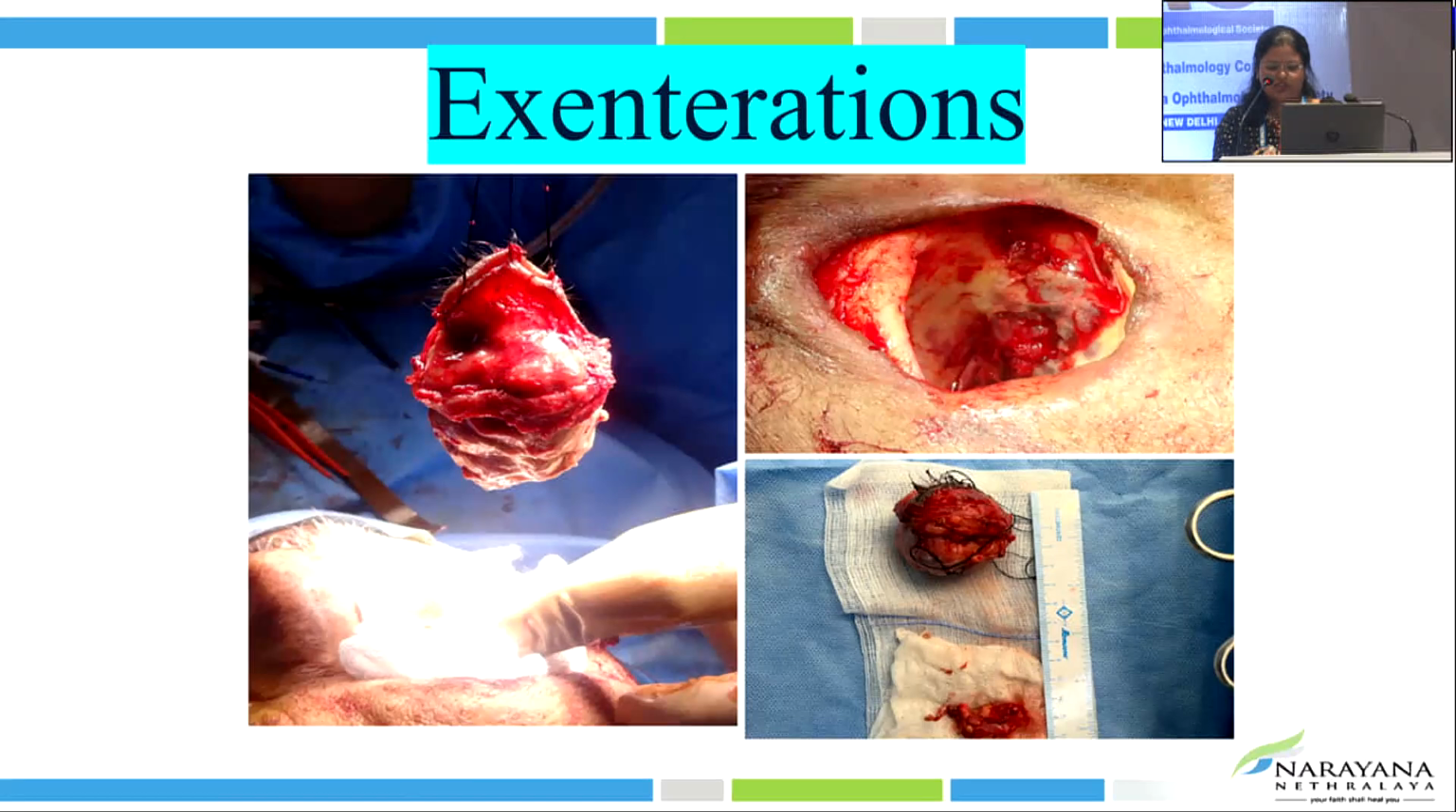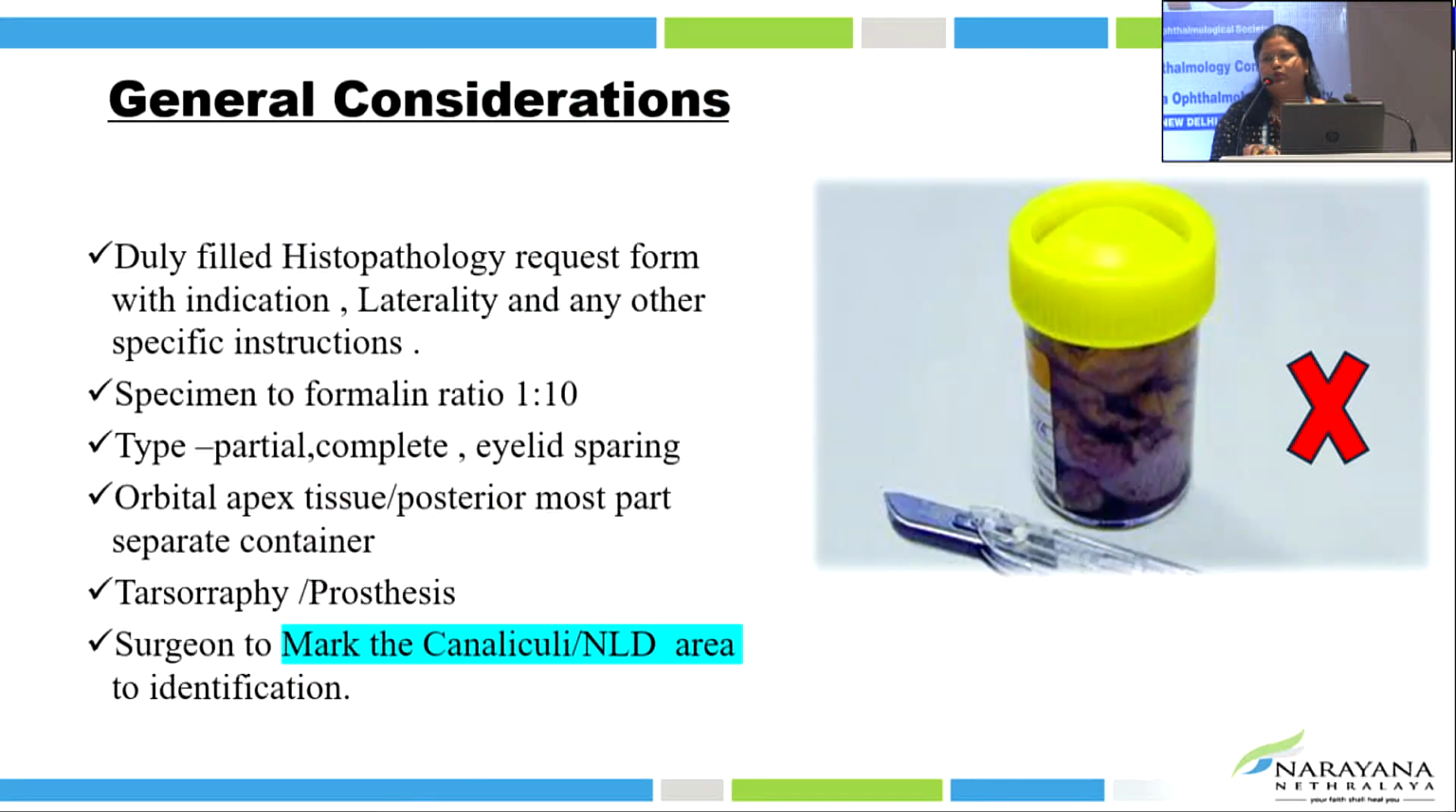So exenterations we'll start off with. I won't go into the indications; you know that very well. What I want to highlight is how we receive the sample most of the time: a huge sample in a very small bottle. Please remember the ratio of formalin to sample should be 1:10, so the formalin should be 10 times the sample. And mind you, this is not concentrated formalin. Please remember, you should use 10% neutral buffered formalin.